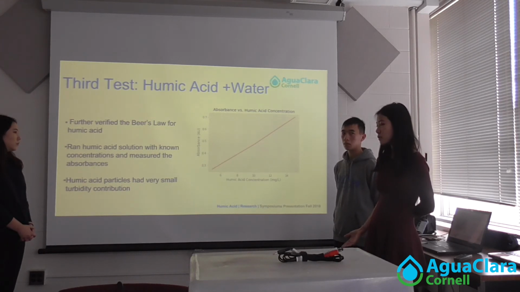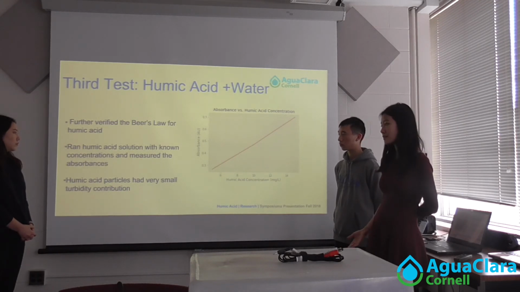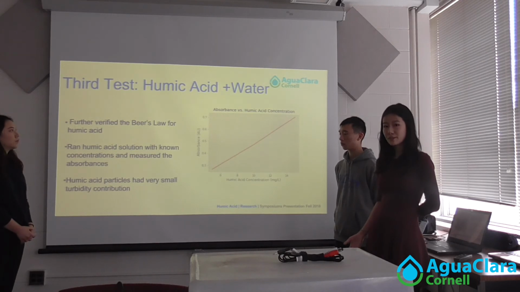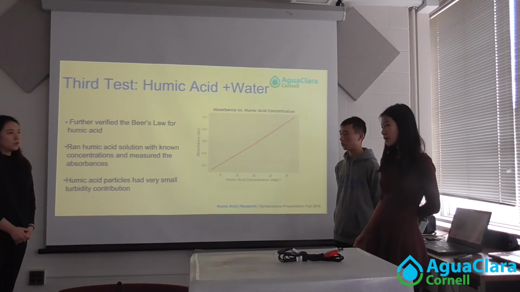There's also another result we found from this experiment: when we ran the humic acid solution through the turbidity meter, we found the turbidity of the humic acid is pretty low. That means when we measure the effluent turbidity, we could just consider that turbidity as a clay turbidity, as the contribution of the humic acid particles to the turbidity is very small.